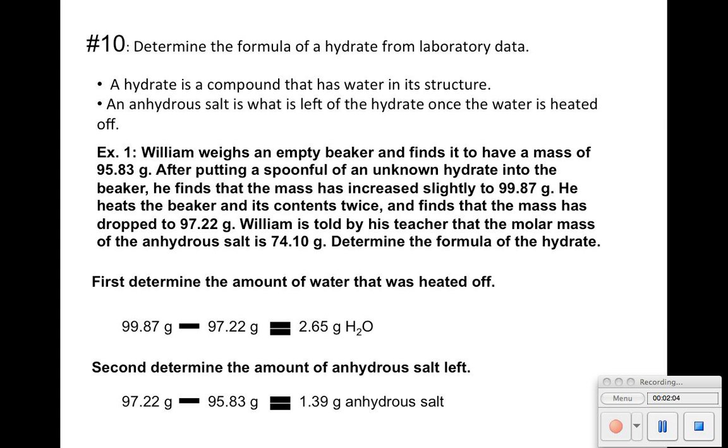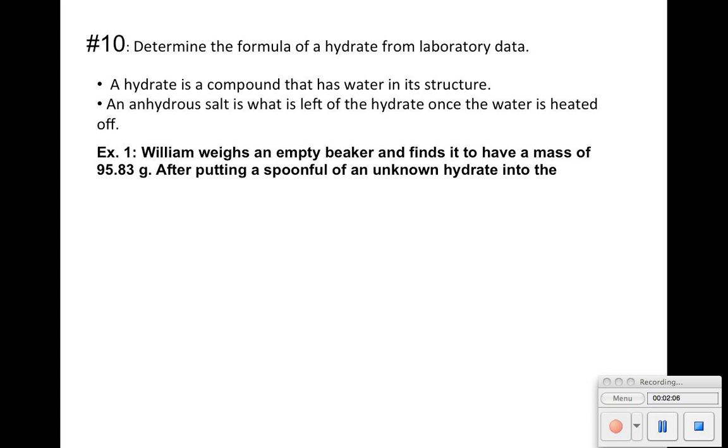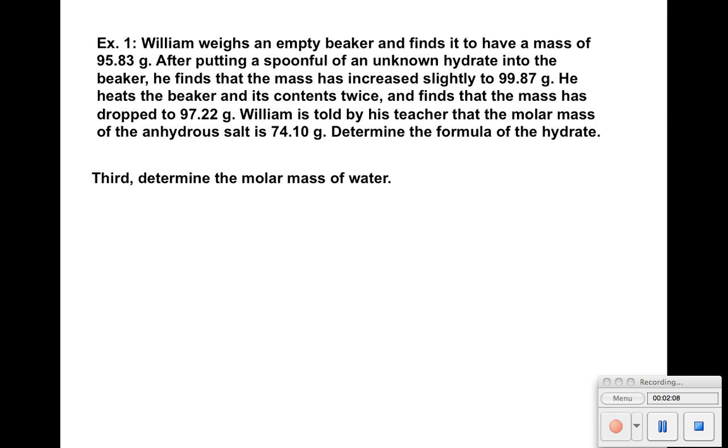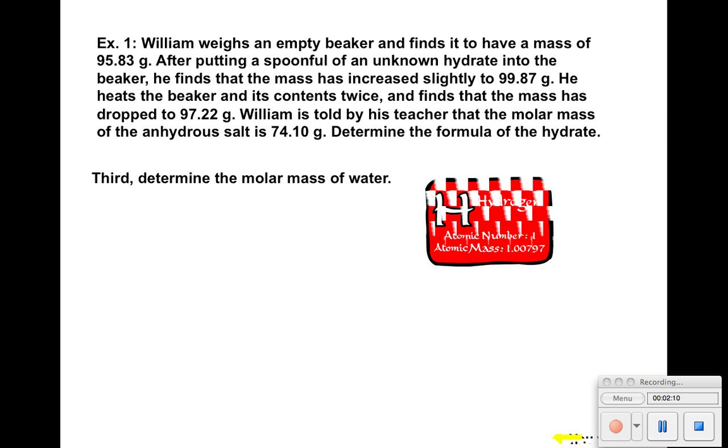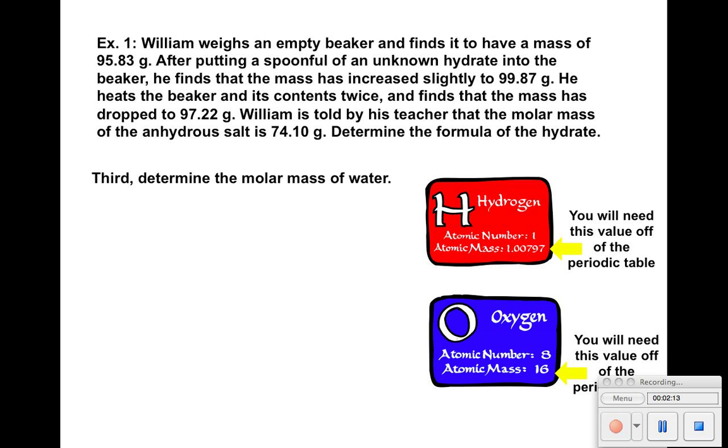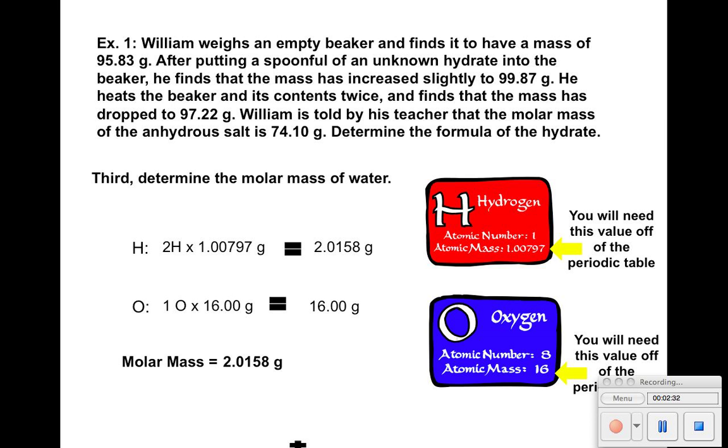Third, we're going to determine the molar mass of water. We're going to need these values again, like we always do. We know that in water there are two H's, each with a mass of 1.00797, and that gives us 2.0158 grams. We have one oxygen in water with a mass of 16, so that gives us a mass of 16. We add these values together, and we get the molar mass of water to be 18.02 grams of water. We're going to need this in the next step, so it's important that you do this.